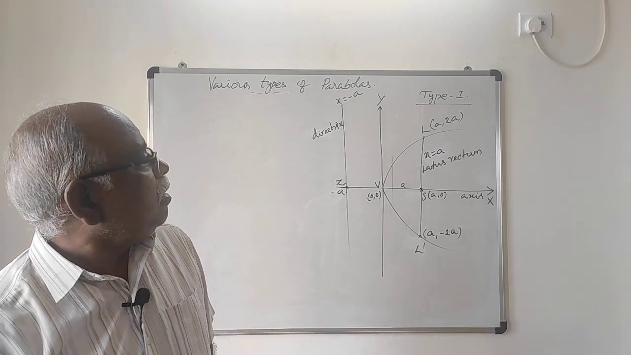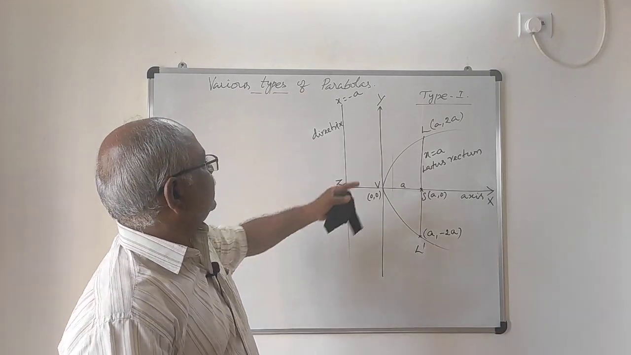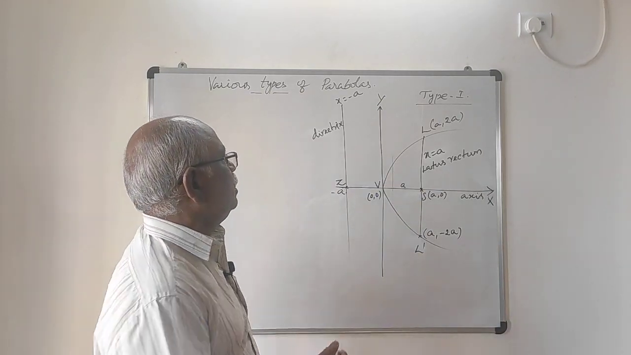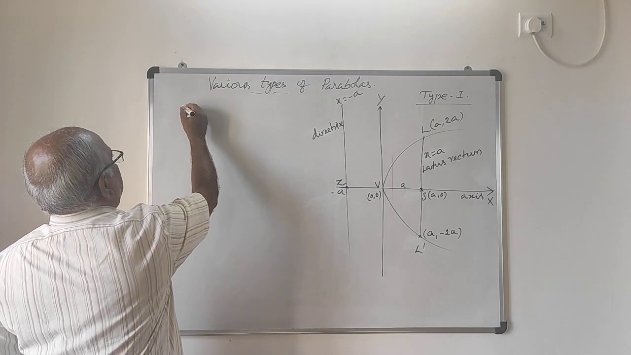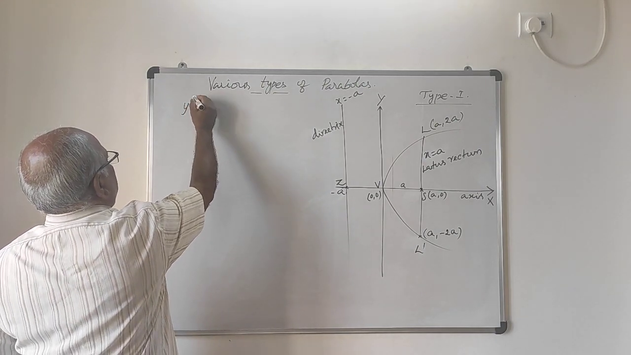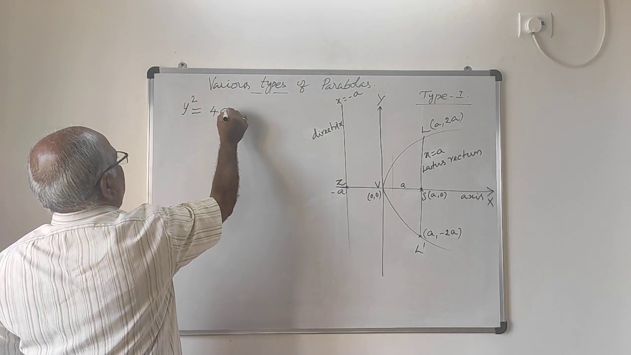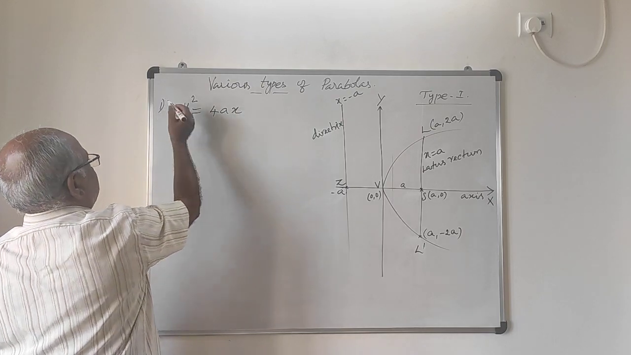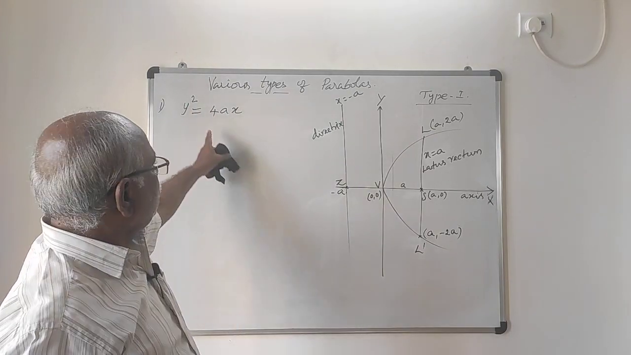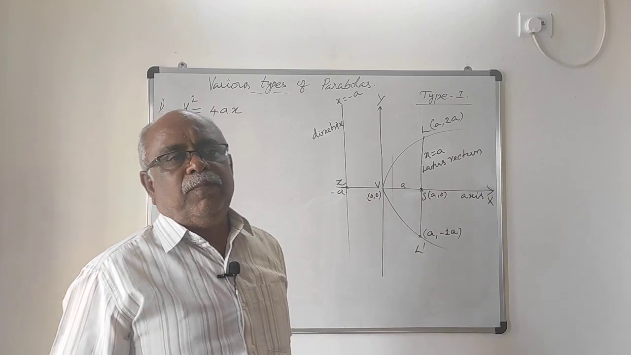That is the parabola of the type y square equal to 4ax. This is the first type parabola. I derived the equation of this parabola as y square equal to 4ax. I derived this formula in my previous video.